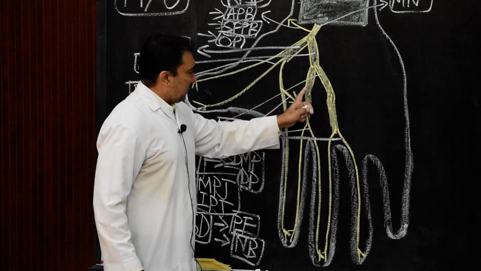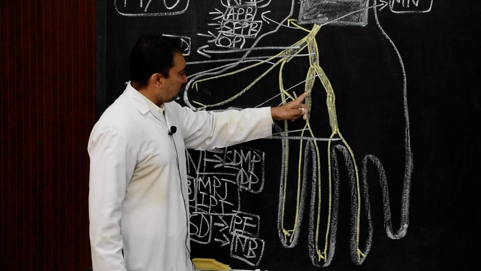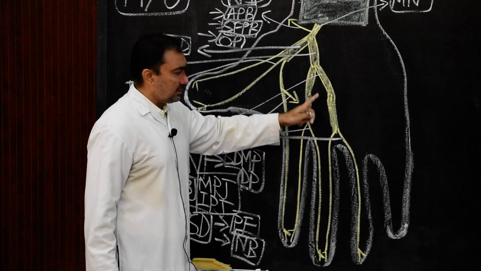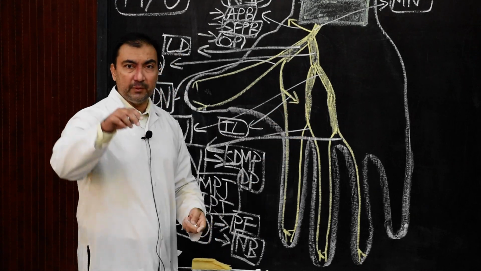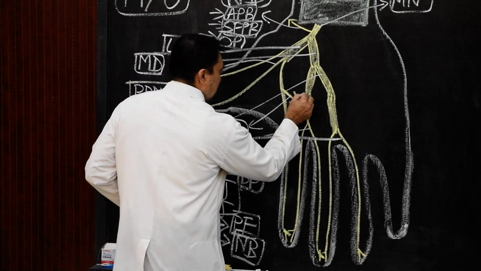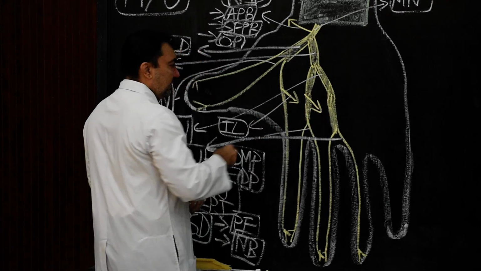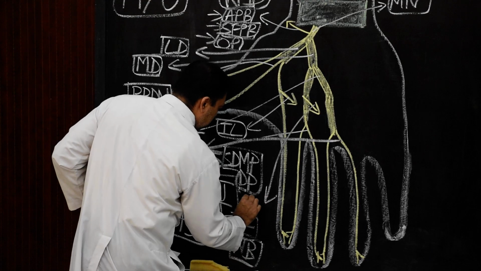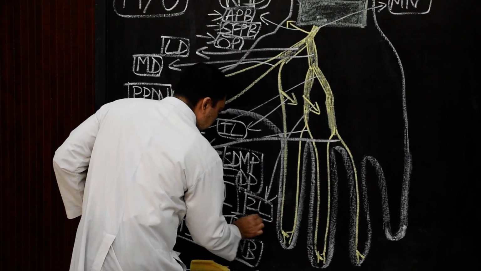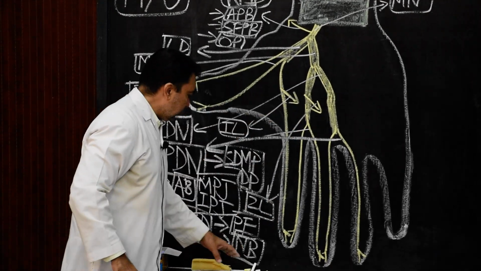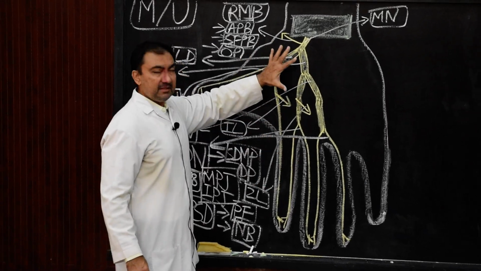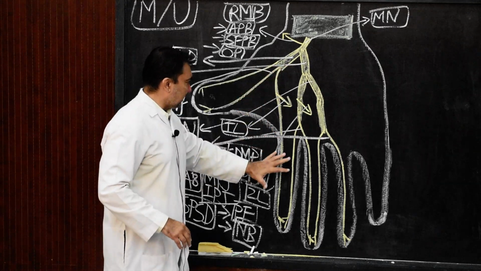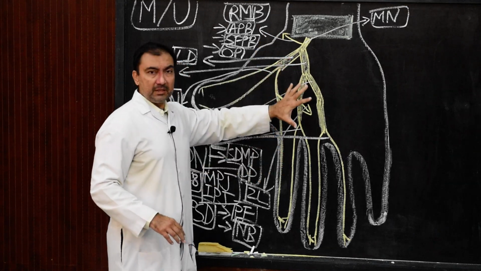Similarly, we know these two common palmar digital nerves. Out of that, this is the lateral common palmar digital nerve, this is the medial common palmar digital nerve. The lateral common palmar digital nerve will give another branch, and that branch will be given to the second lumbrical muscle. So this is the entire median nerve disposed in the palm. Very beautiful diagram. By this diagram you are able to remember all the branches.